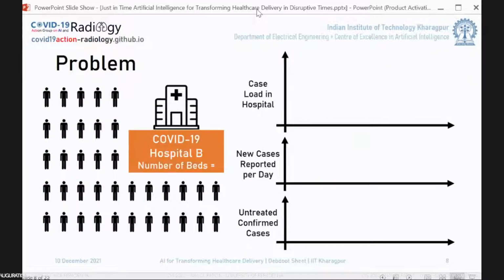Now, let's take another scenario where I have hospital B of a similar configuration. So there are just 20 beds present over there. We see that every day there is one patient who is getting affected and they are getting admitted.